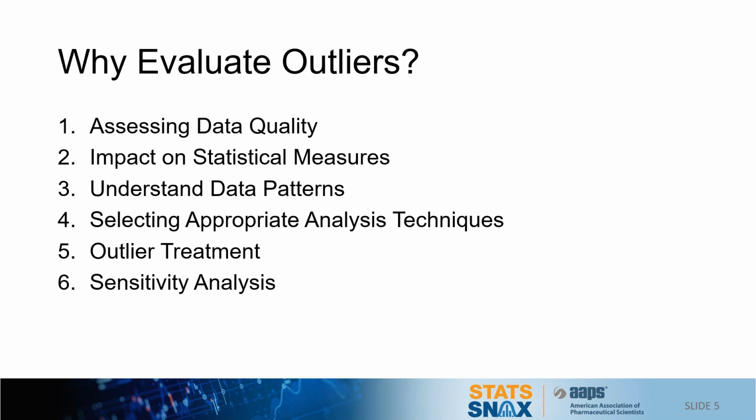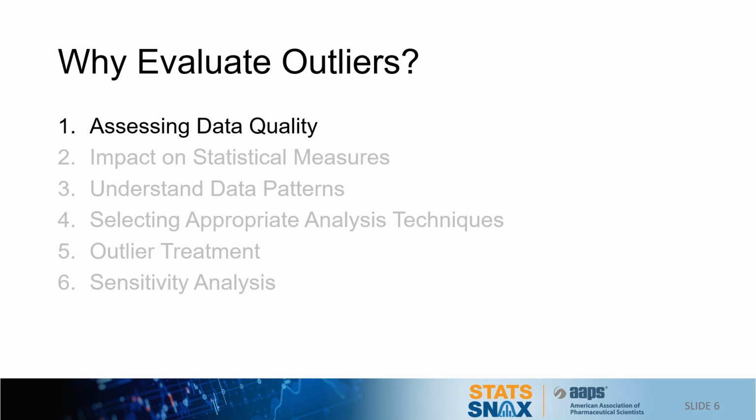Evaluating outliers is a crucial step in statistical analysis. By examining and understanding outliers, statisticians can gain insights into data quality, assess the impact on statistical measures, and make informed decisions about their treatment. There are 6 main reasons to evaluate outliers: assessing data quality, impact on statistical measures, understand data patterns, selecting appropriate analysis techniques, outlier treatment, and sensitivity analysis.